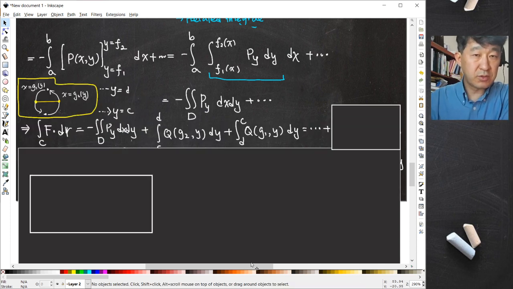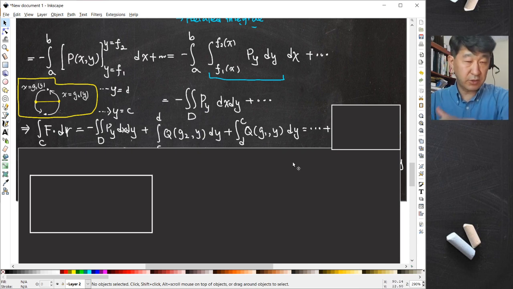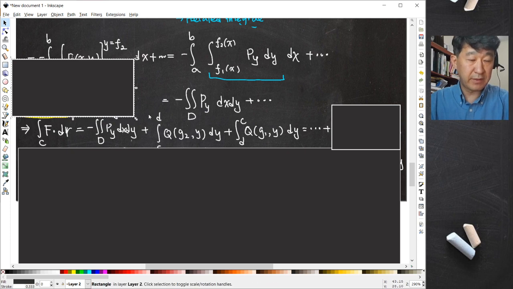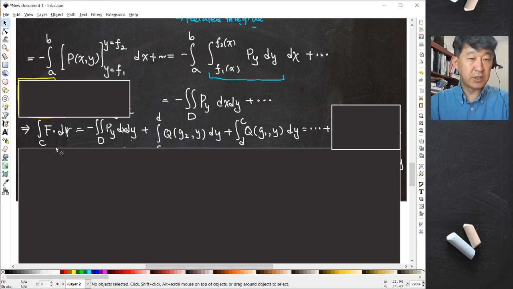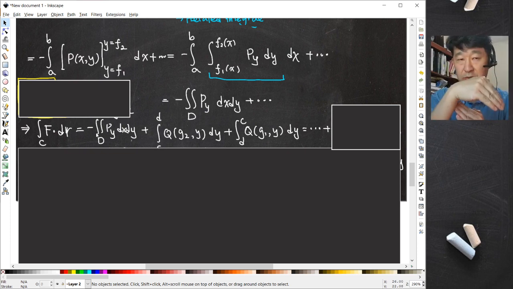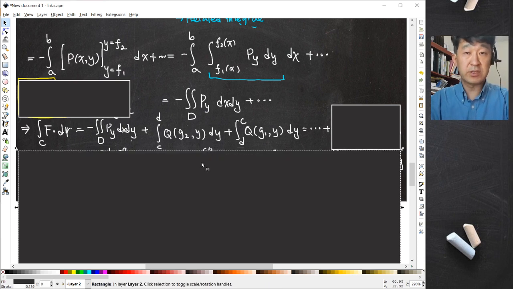Now going back to the original problem, this picture is about the Q integral. So we forget about that part for the moment. I blocked it. So this is the original integral. We just took care of all the P integral part, realized that that's actually the double integral over D of P_y with a negative outside, dx dy. The negative was caused by the top curve's direction being in the wrong direction. So the next part is this Q integral from C to D and D to C.